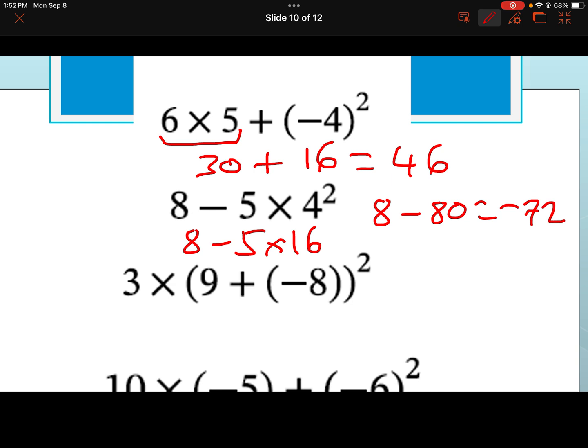Inside this bracket, we have 9 plus minus 8. And if you remember, plus minus next to each other just means subtract. So it's 9 take away 8, which is 1. So we have 3 times, in bracket, 1 squared. Well, 1 squared is just 1. So 3 times 1 is just 3.